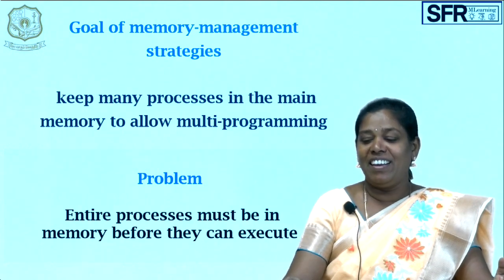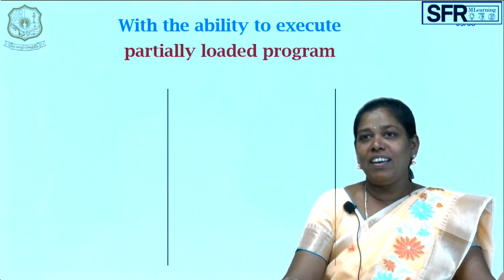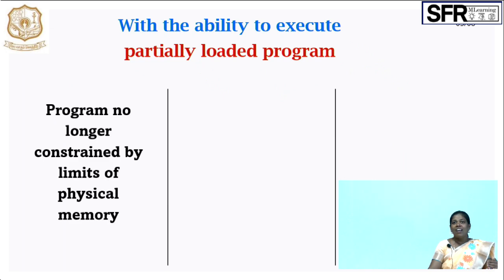So, what is the remedy? The remedy is, if there is a possibility to execute a partially loaded program, instead of loading all the instructions of the program at the same time, we can load it based on the requirement, one after another. If that partial loading ability is present, then what can we do? One, the program has no constraint because of the size of the physical memory. Even though the physical memory is small, we can load more programs into the main memory.